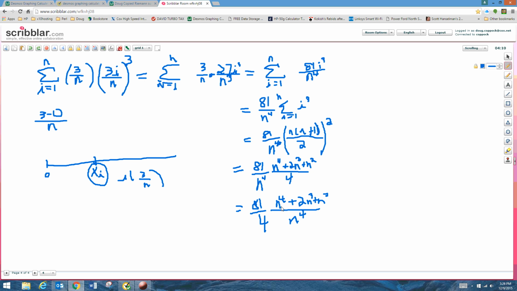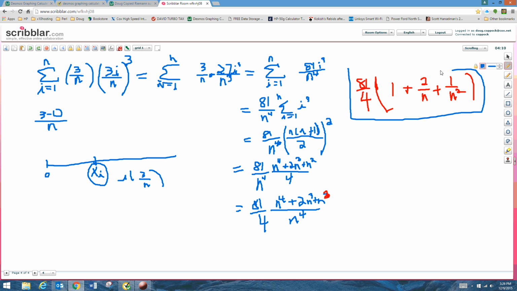And now I'm going to separate this into 3 separate fractions. Move up here in red. I'll have 81/4 times, let me put it in parentheses, n to the 4th over n to the 4th is 1. 2n cubed over n to the 4th is 2 over n. And n, that's an n cubed, or no, that's an n squared, sorry. n squared over n to the 4th is plus 1 over n squared. So there's our general formula for the area under x cubed when we're dividing the interval from 0 to 3 into n rectangles.